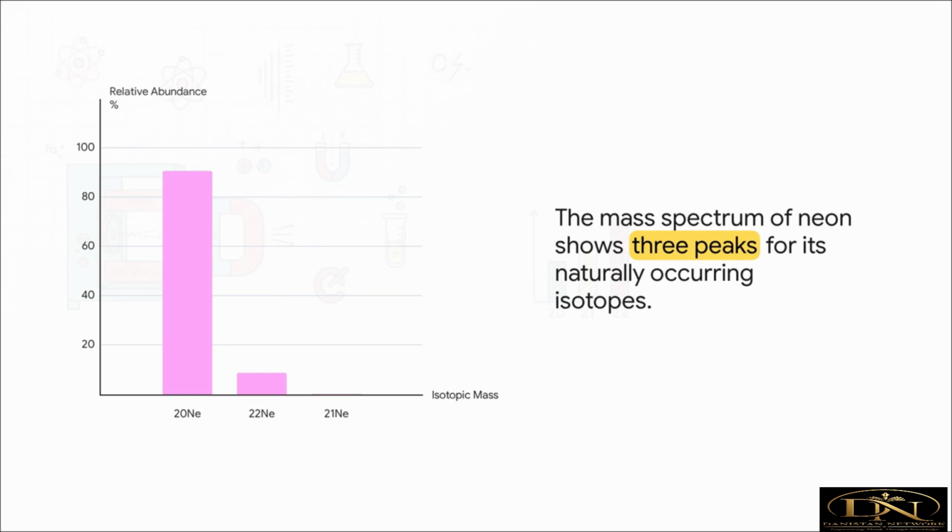And wow, look at that first one. The peak for neon-20 is massive. It makes up 90.9% of the whole sample. Then you have neon-22 at 8.8%, and that tiny little peak over there is neon-21 with just 0.3%.